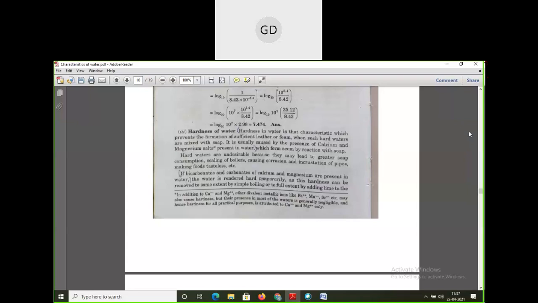then it is known as temporary hardness. This type of hardness can be easily removed: you can simply boil the water, or you can add some lime to the water, then you can remove the temporary hardness. So the main thing is that if bicarbonates and carbonates of calcium and magnesium are present in water, it is known as temporary hardness, also known as carbonate hardness.